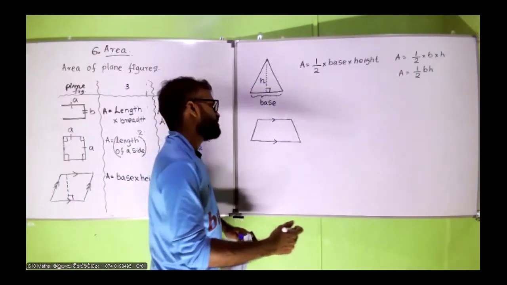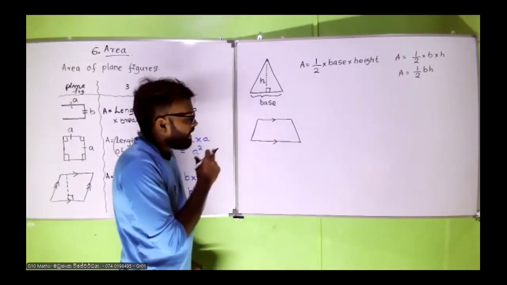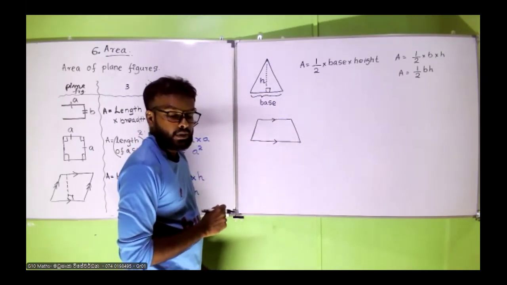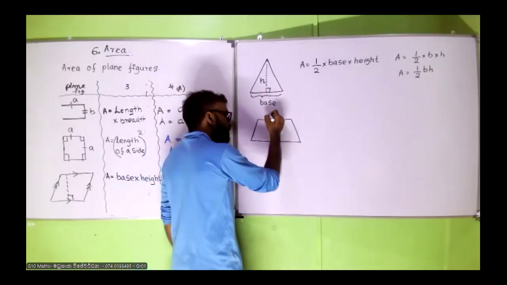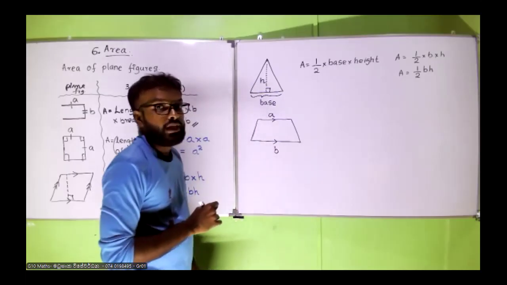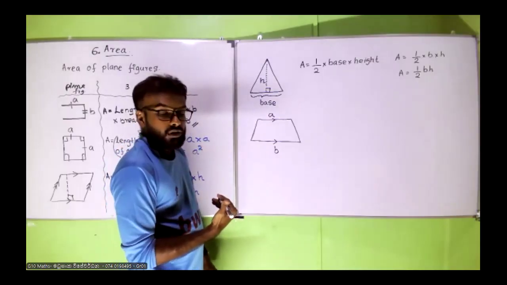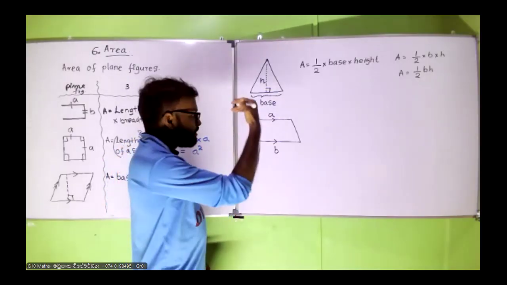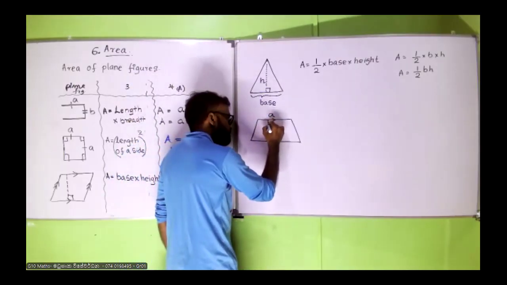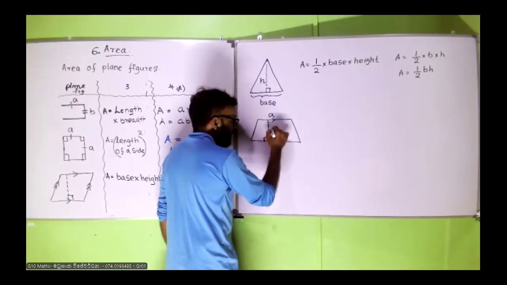So same thing is here as well. We have a side on top, and we have a side right on the bottom of the trapezium. We need to know the lengths of this top side and the bottom side. I will take the length of the top side as A, the length of the bottom as B. And we need to know the height between these two sides, the perpendicular height. I will take it as H.